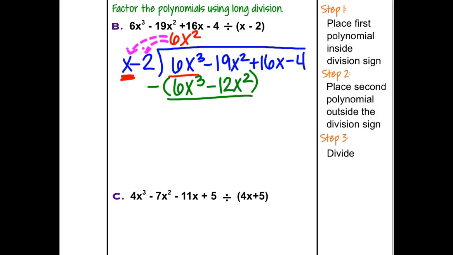So I like to think of it in terms of speaking what I'm doing as I do it. So I say 6x cubed minus 6x cubed gives me 0, which is what I want. And then negative 19x squared minus negative 12x squared, which minus and negative is plus, so it's negative 19 plus 12. If it helps you, change that to a plus. So that means I have a negative 7x squared. I then drop down that 16x, so I have the plus 16x.